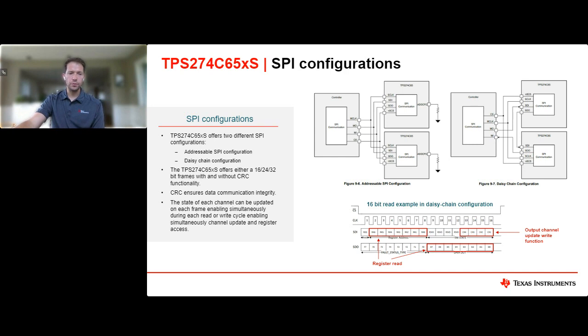We have 3 different options in terms of SPI frames. There's 16-bit, 24-bit, and 32-bit. And we have options with and without CRC. So CRC is really used to ensure the data communication integrity.